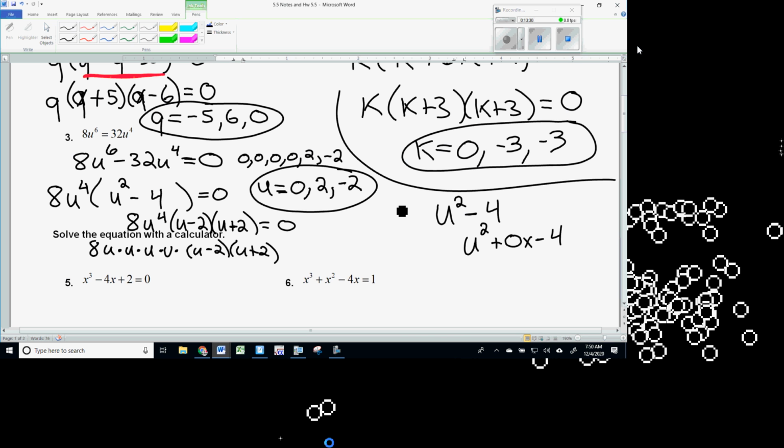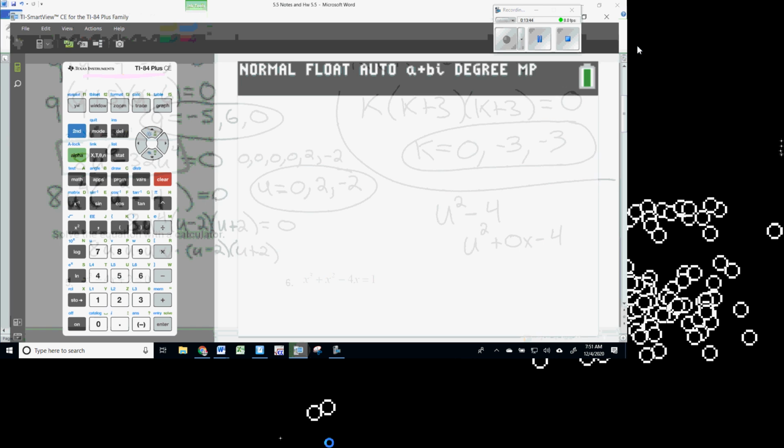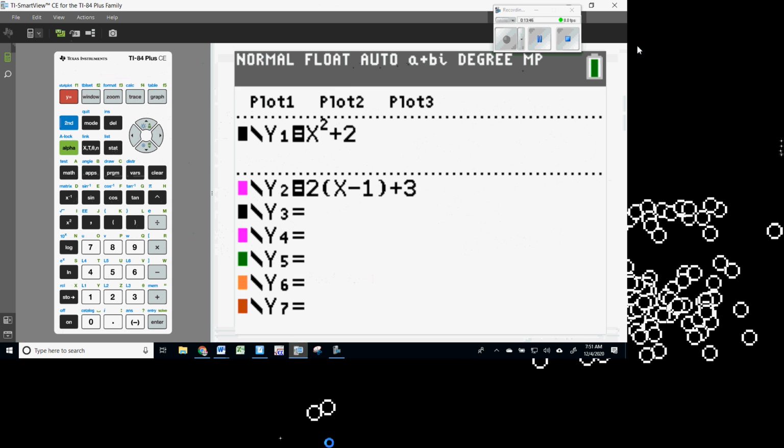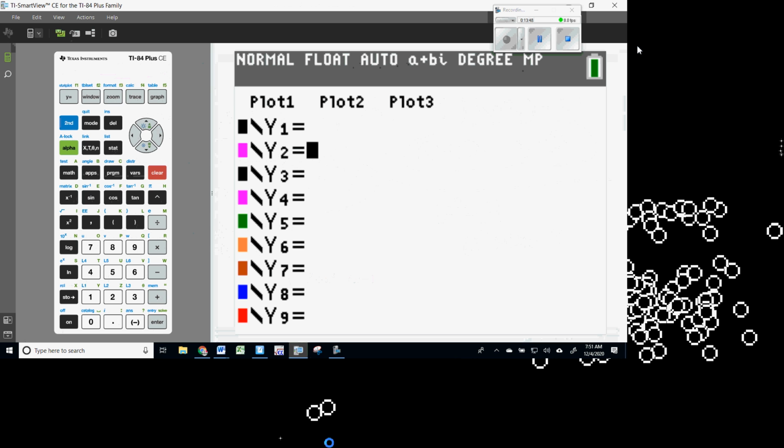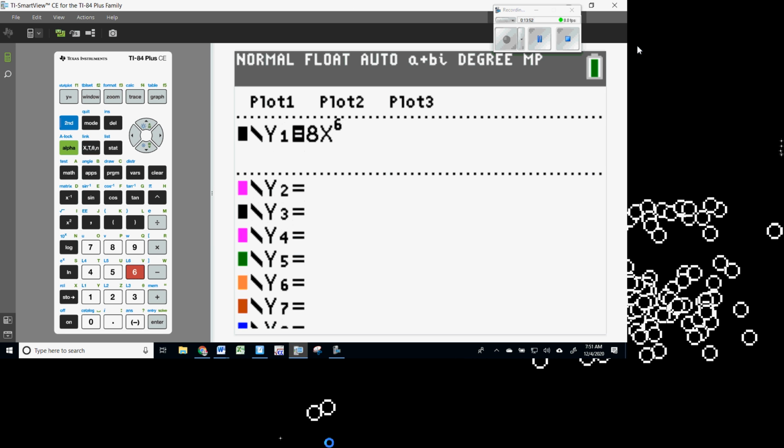Now, let's do this next thing. Take this part right here, 8u to the 6th minus 32u to the 4th, and plug that in your calculator. Go to y equals and put that in the calculator. Now we don't use u. We're going to use x when we're on the calculator, right?